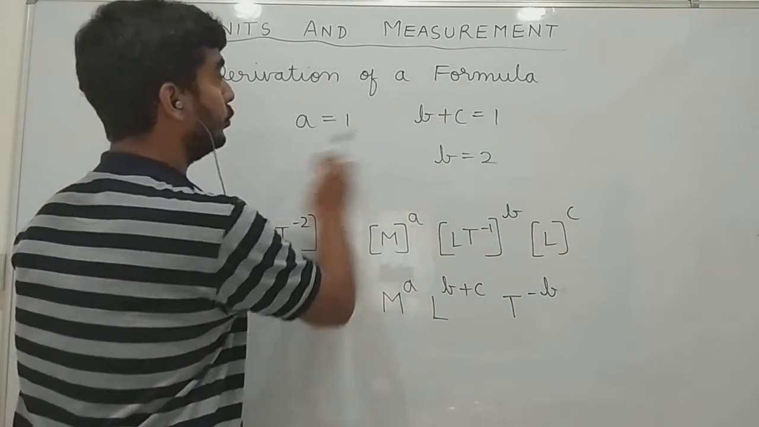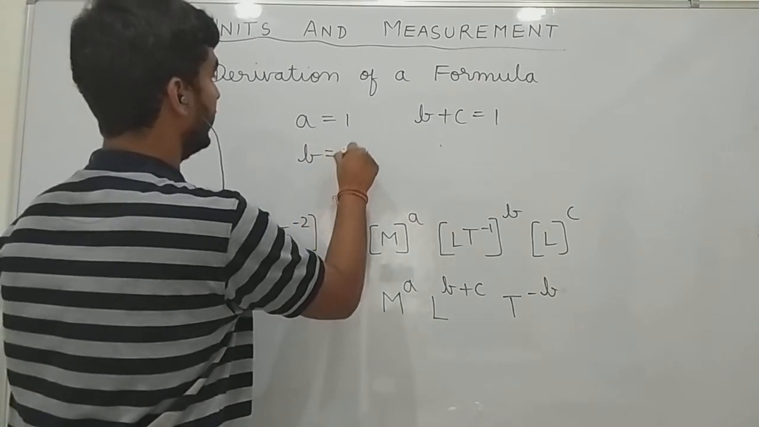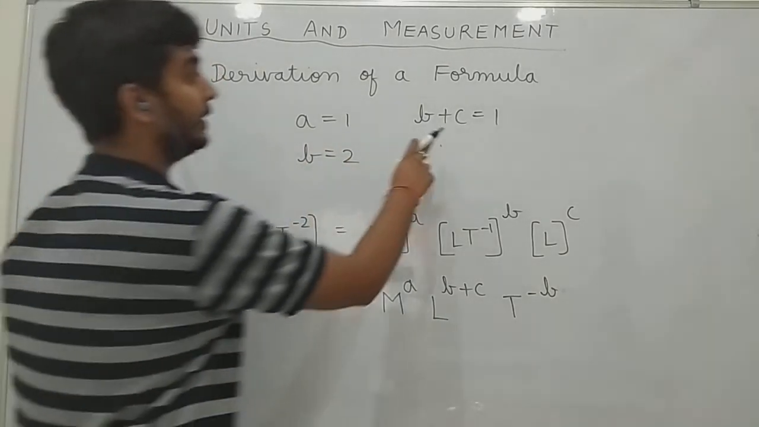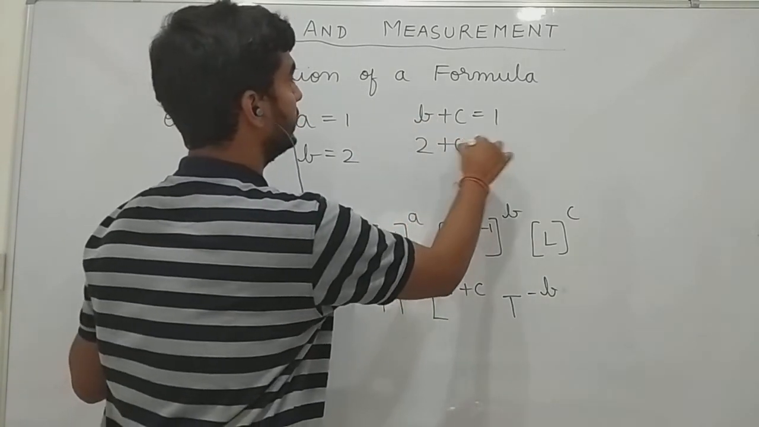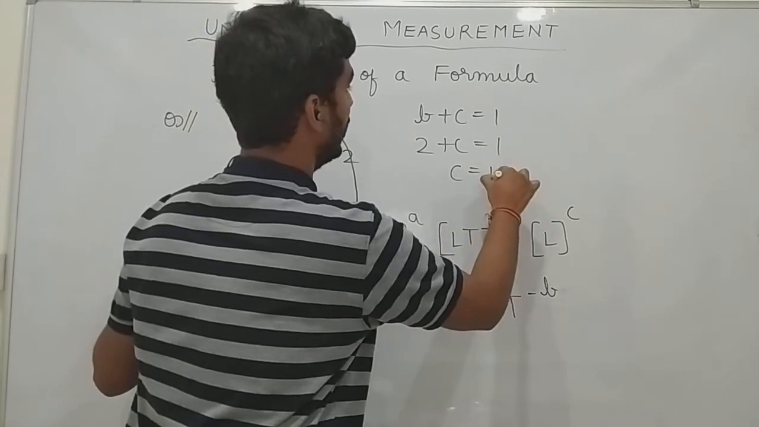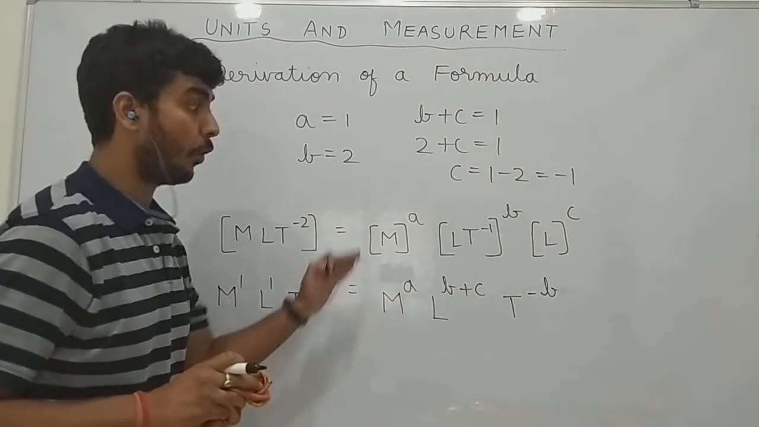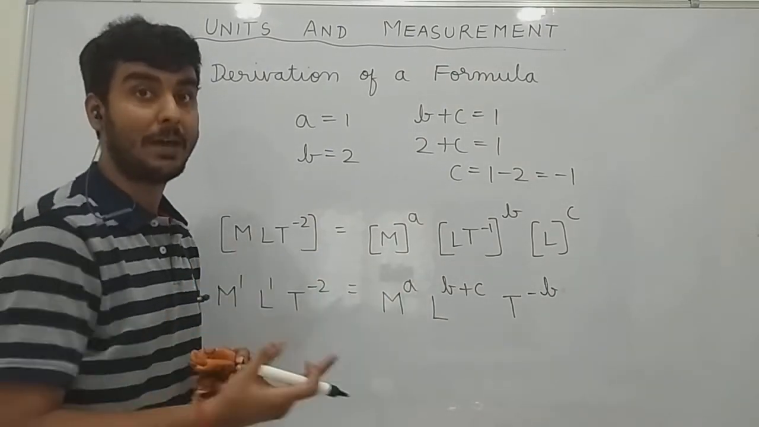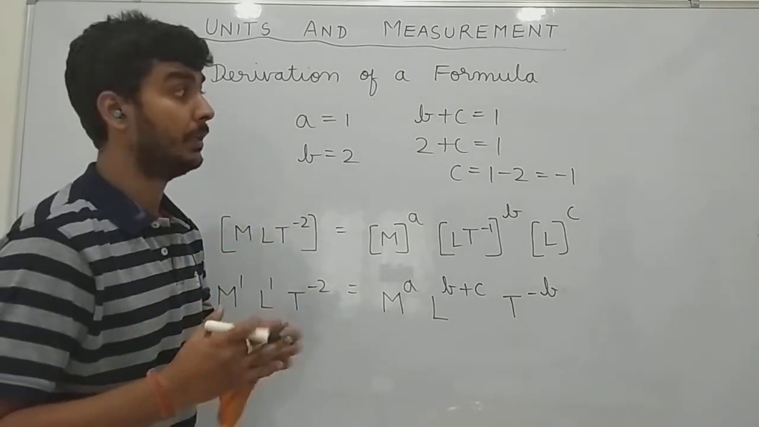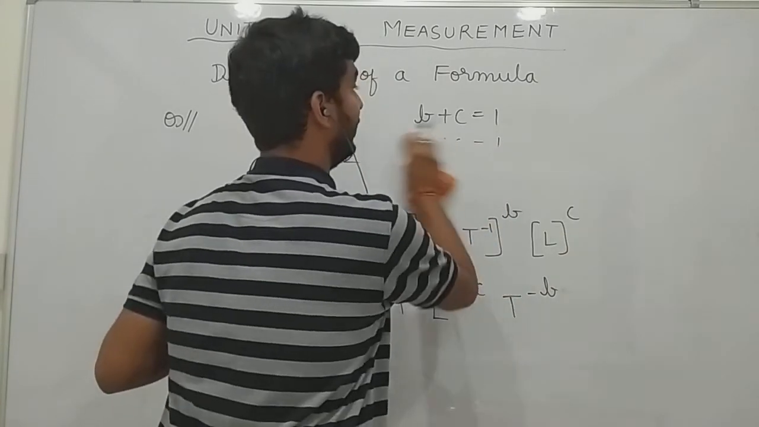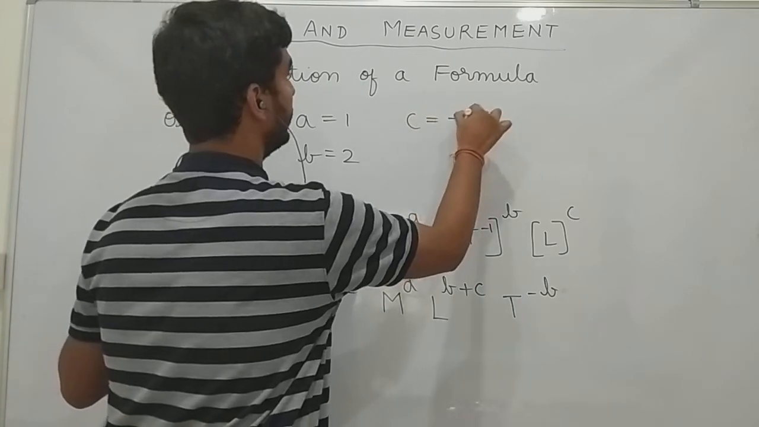So we know the value of A and we know the value of B. We can simply find the value of C by substituting value of B in this equation. So B is 2. 2 plus C is equal to 1. So C is equal to how much? 1 minus 2, that is minus 1. So we have found the value of all the variables, the powers which should be raised to mass, length and time. And those powers are A is equal to 1, B is equal to 2 and C is equal to minus 1.